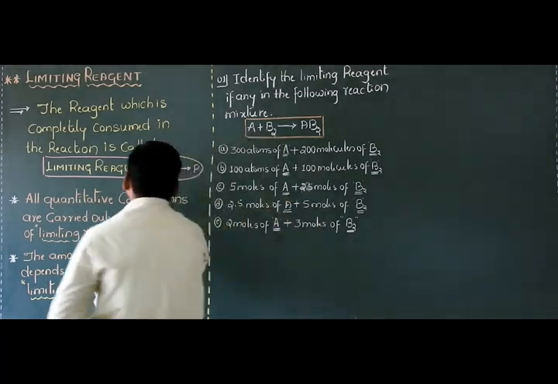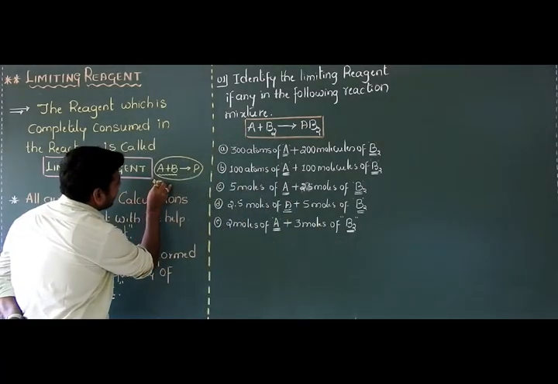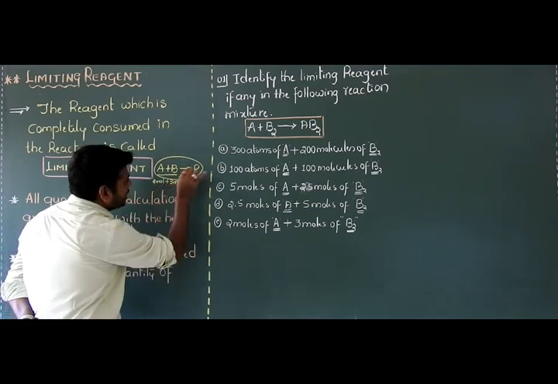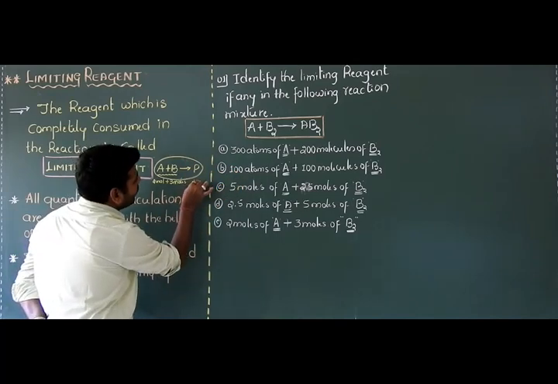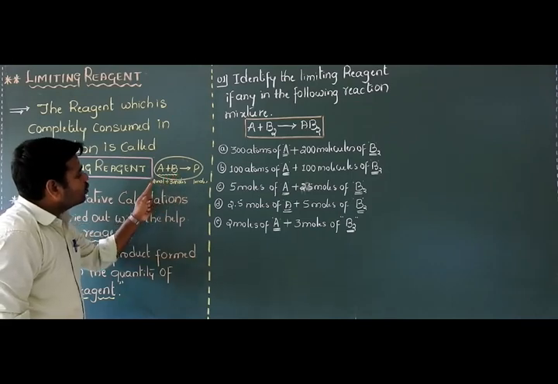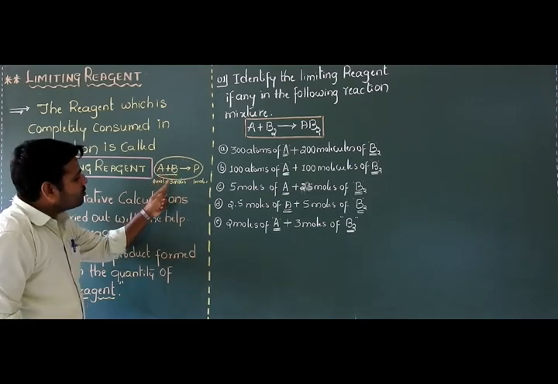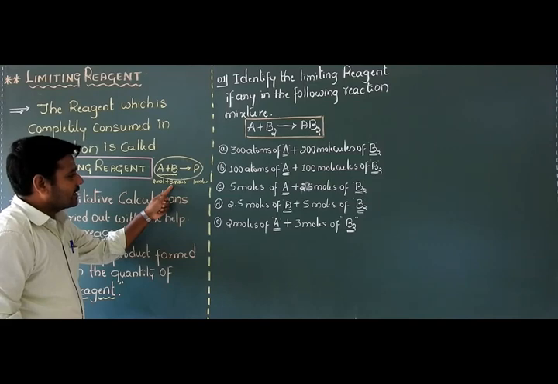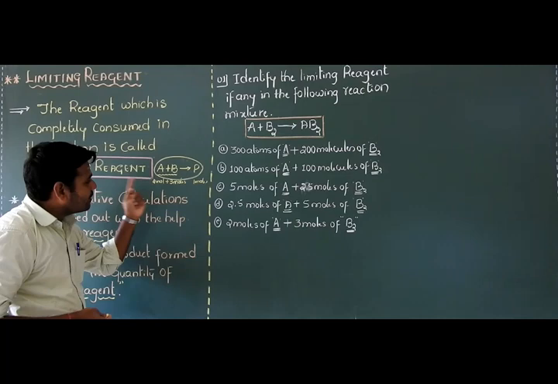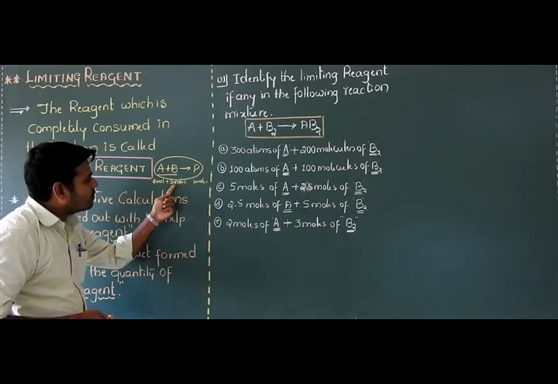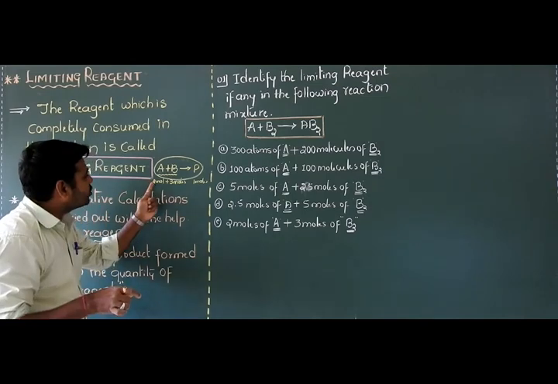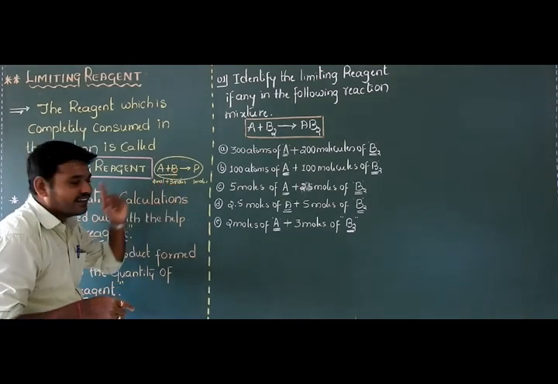Let us take an example. 2 moles of reactant A combines with 3 moles of reactant B to form, say, 1 mole of product P. So according to the equation, 2 moles of reactant A react with 3 moles of reactant B to give us 1 mole of product. So the quantity available is 2 moles of A, and how many moles of B, students? 3 moles of B. The available number of moles are 2 and 3 here.